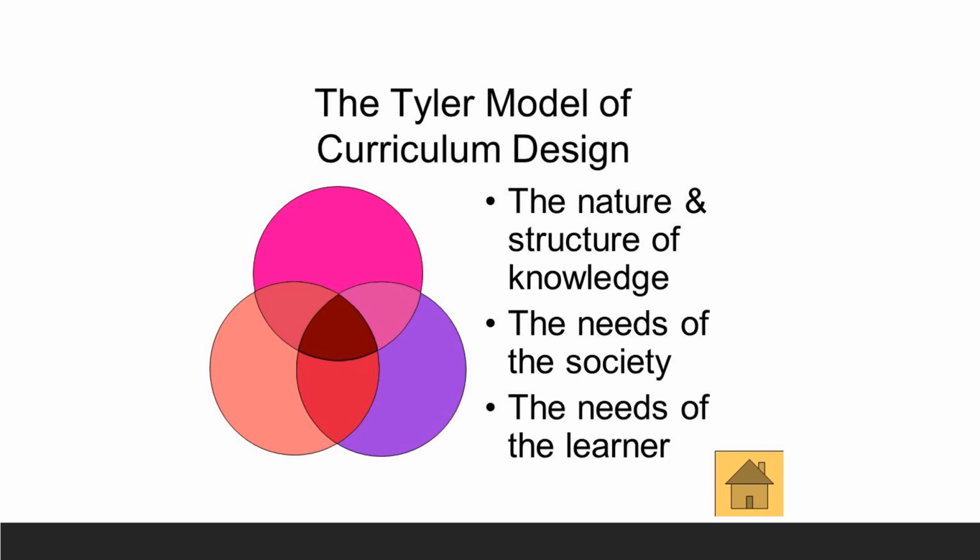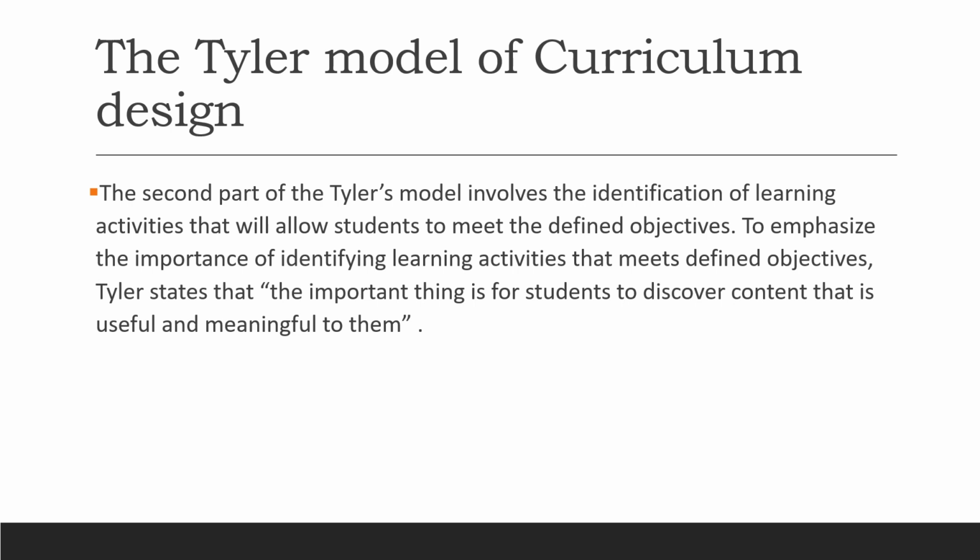In order to create an effective curriculum, you need to obtain these three: the nature and structure of knowledge, or the subject matter, the needs of the society, and the needs of the learner. The second part of Tyler's model involves the identification of learning activities that will allow students to meet the defined objectives. To emphasize the importance of identifying learning activities that meet defined objectives, Tyler states that the important thing is for students to discover content that is useful and meaningful to them. In a way, Tyler is a strong supporter of the student-centered approach to learning.